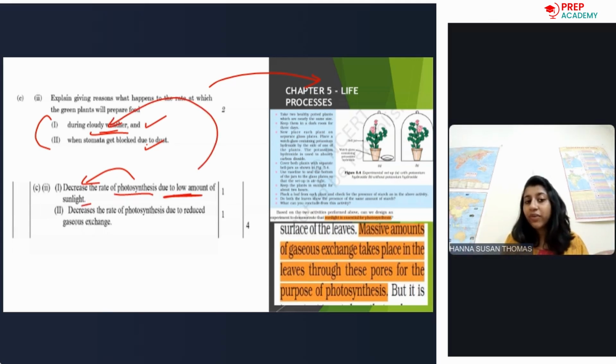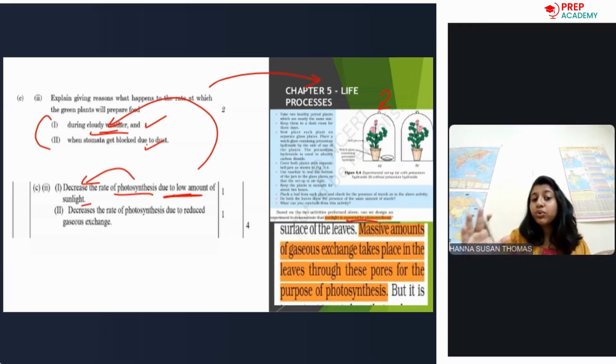This is what happens during cloudy weather. You can understand it with the help of two activities that are given in your textbook under chapter 5, Life Processes, and I have taken one of the activities here. Sunlight is essential for photosynthesis. What about the second part?